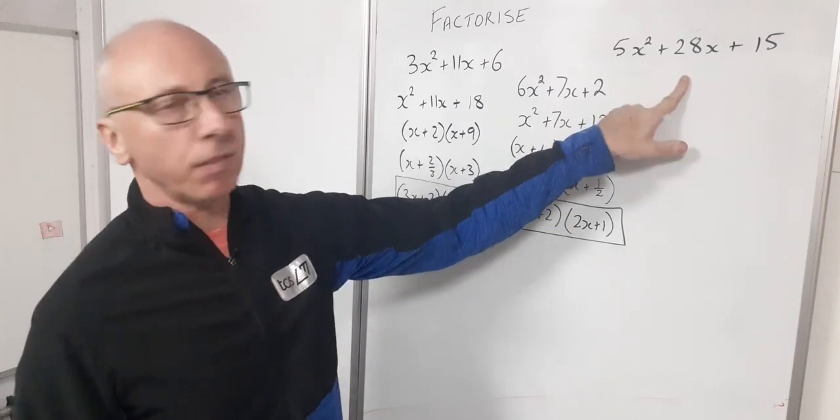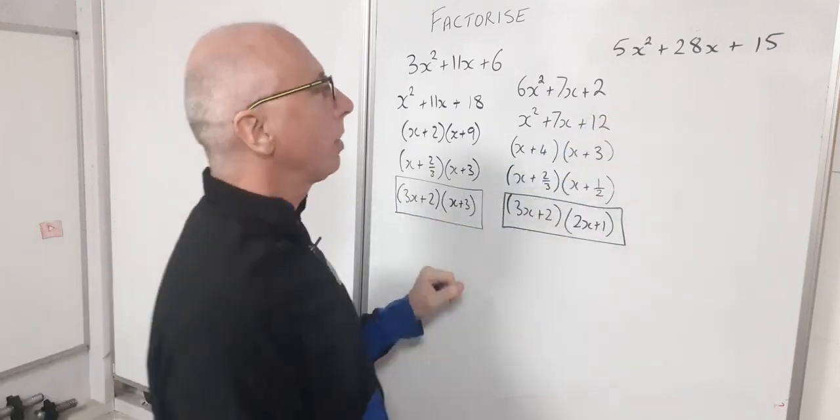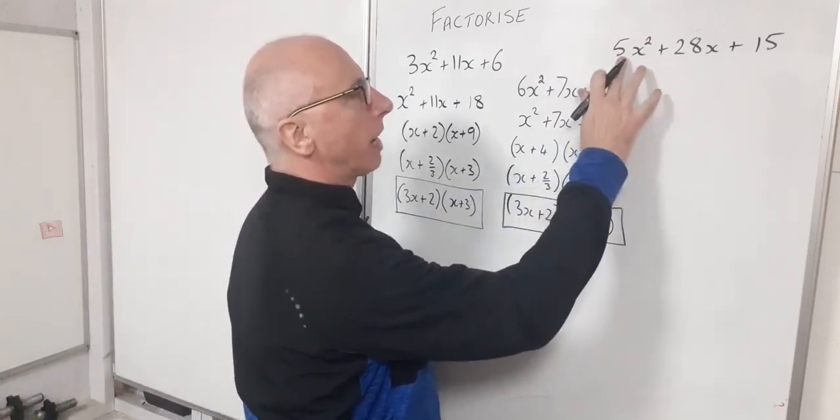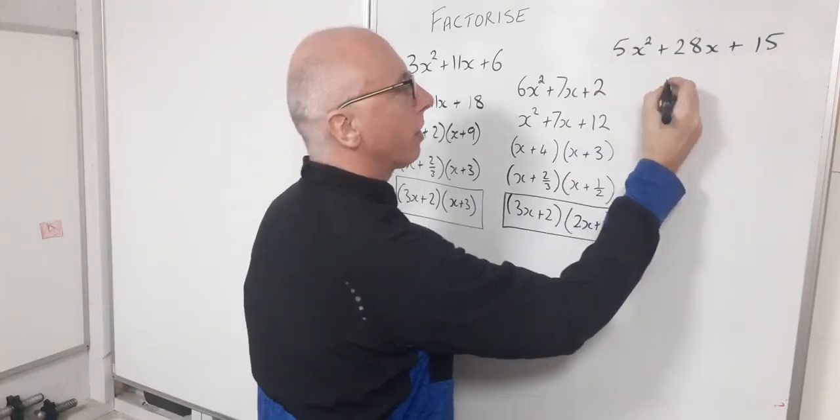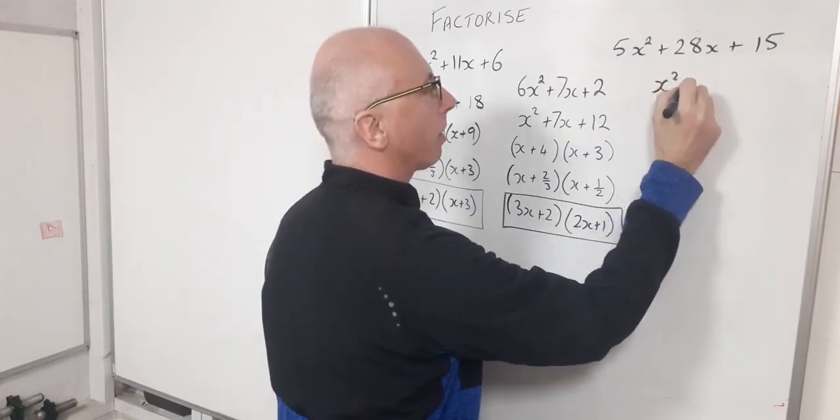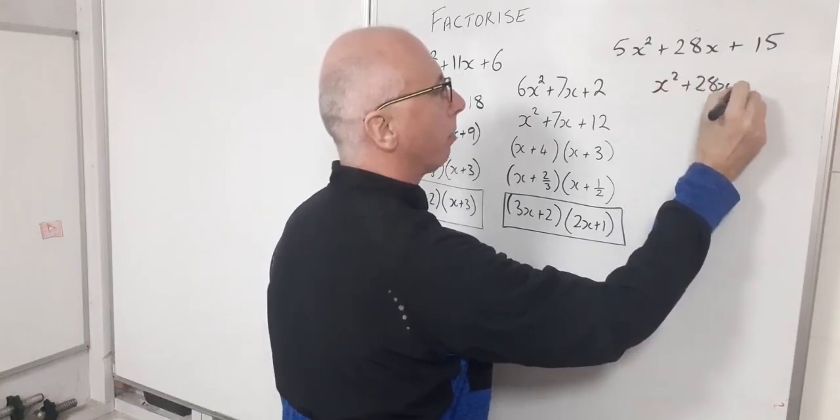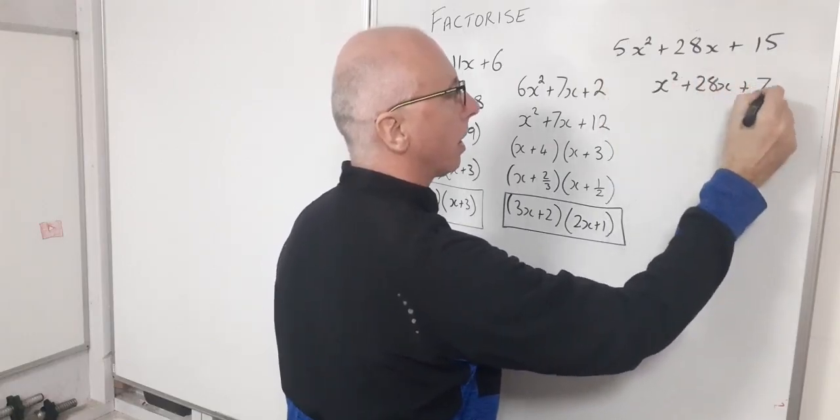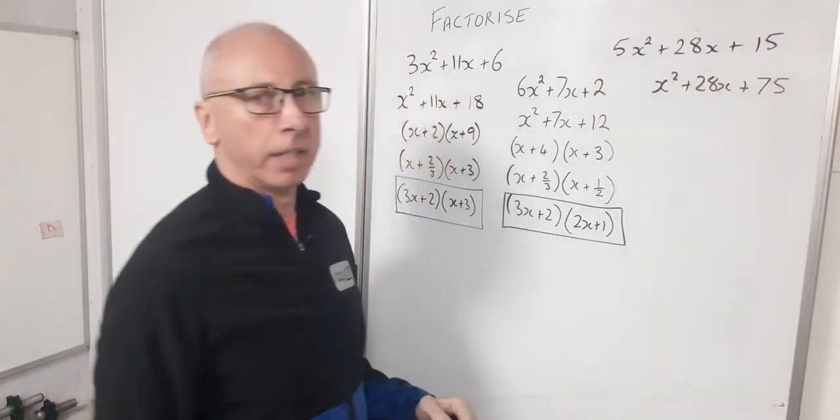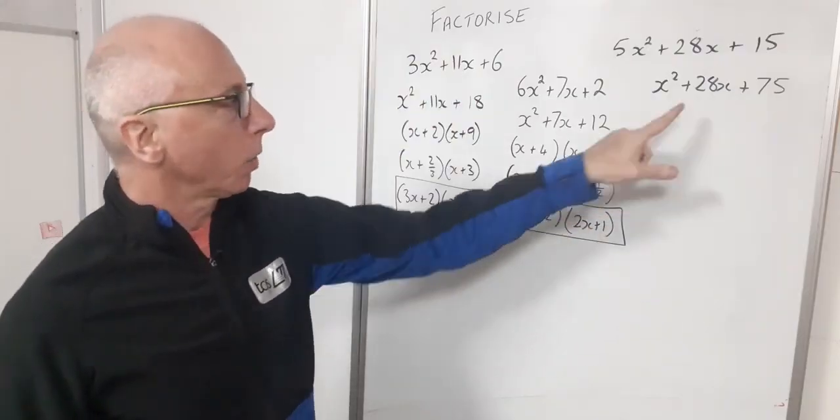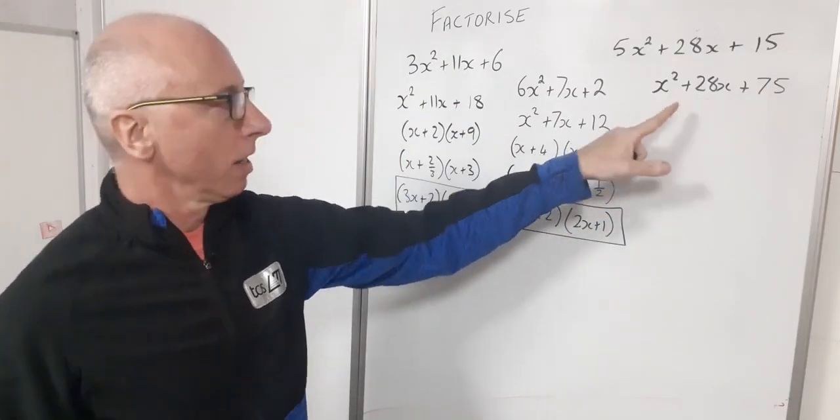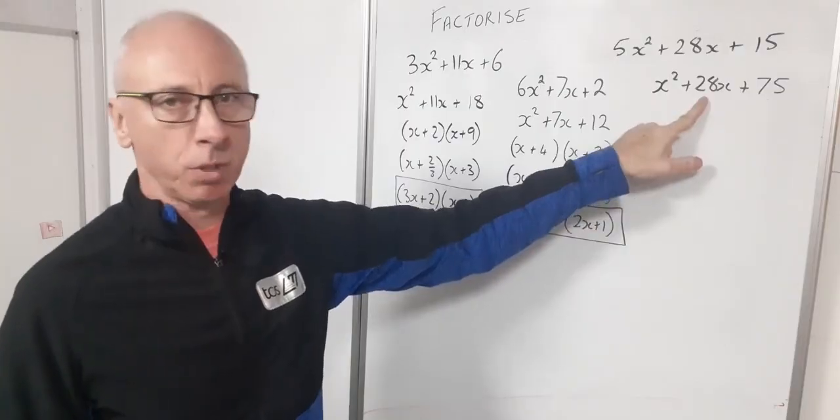Okay, now let's have a look at this one. So now we've got a 5 here. So now I need to multiply this one with 5. So I'll then get x squared plus 28x plus 5 times 15 is 75. Now 75, quite a big number, but we've got quite a big value here of 28. So we want factors of 75 that sum to 28.